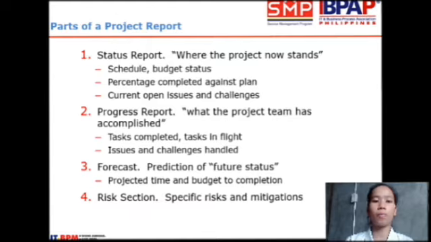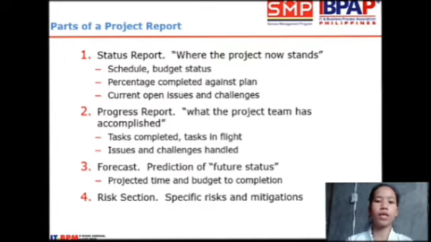So next, number two, we have the progress report, what the project team has accomplished. So we have here tasks completed, tasks in flight. This report shows a list of tasks that are 100% complete along with task metadata. They have both the actual start and finish date saved. Next, issues and challenges handled. These are the issues and obstacles that the team has experienced and overcome or solved as part of the project.